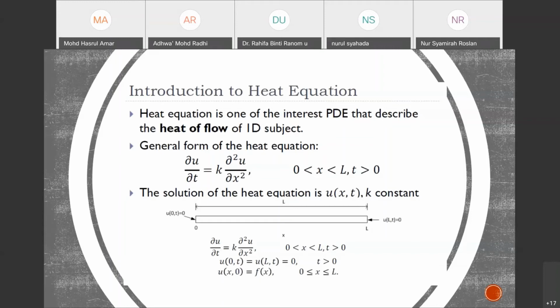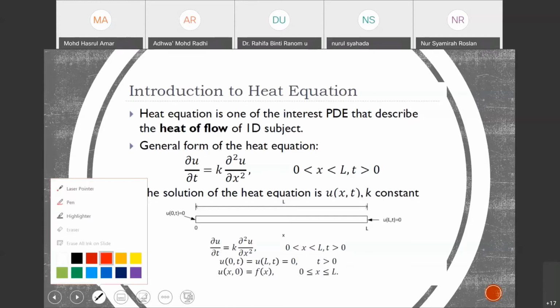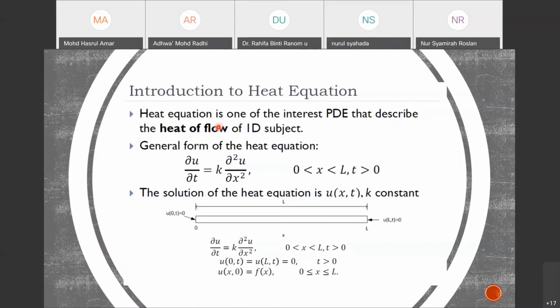So, introduction to the heat equation. We have the heat equation. The heat equation is one of the interesting PDEs that describes the heat flow of a one-dimensional object. Why one-dimensional? How do you know that? This is the general form of the heat equation: del U del T equals K del squared U, where K is the heat constant.